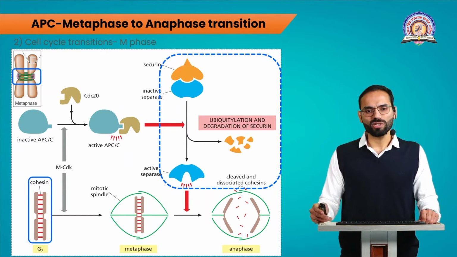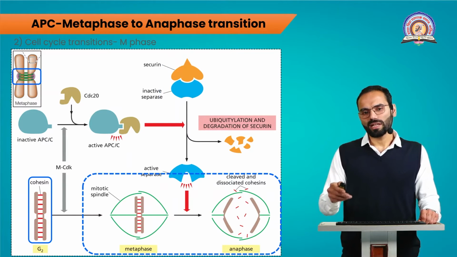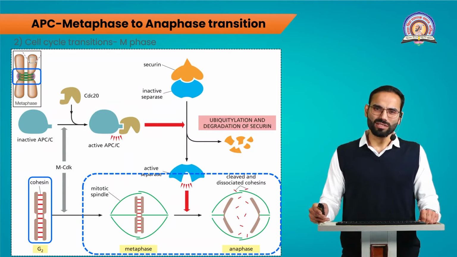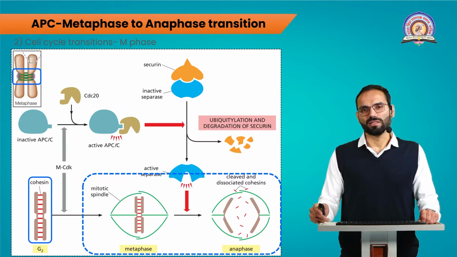The ubiquitination of securin by the anaphase promoting complex, which is nothing but a ubiquitin ligase, results in a complete degradation of the securin protein, and that releases the active separase protease. The active separase protease then in turn cleaves the cohesin which is bridging the two sister chromatids. And because of this cleavage, the sister chromatids segregate in anaphase.